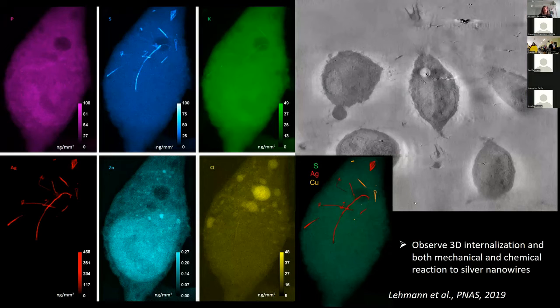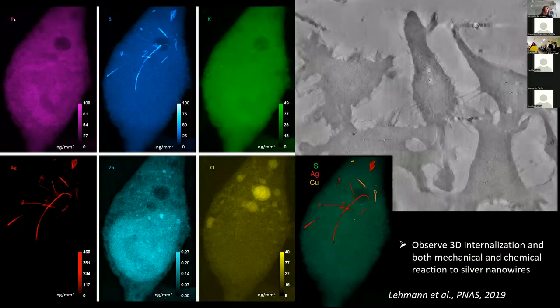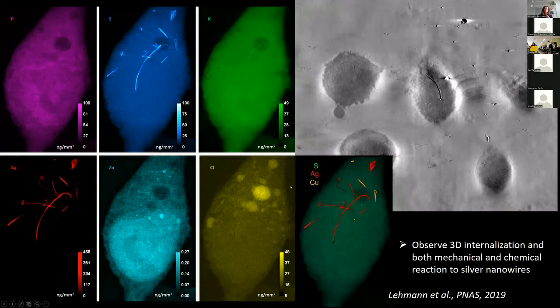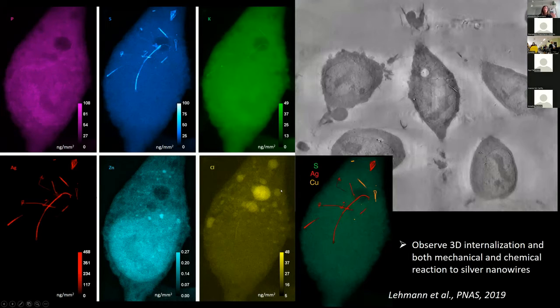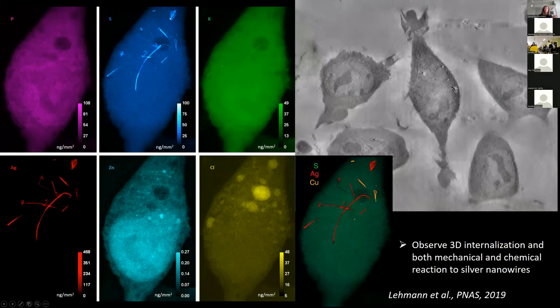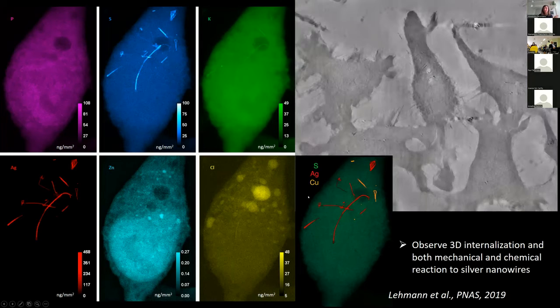And on the other hand, by doing fluorescence maps, you can see here maps of phosphorus, sulfur, silver, so you actually see the nanowires, zinc, and so on. We could see there is also a self-defense mechanism based on chemistry that's activated, and notably there is sulfur deposition on the wires, and copper.